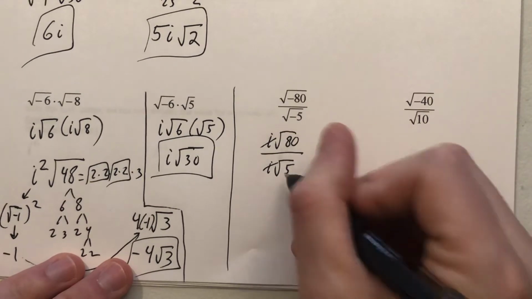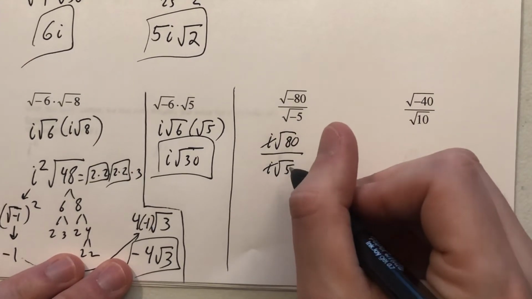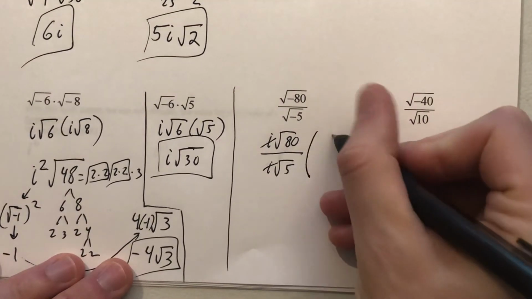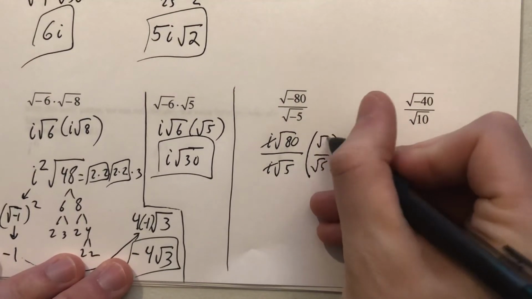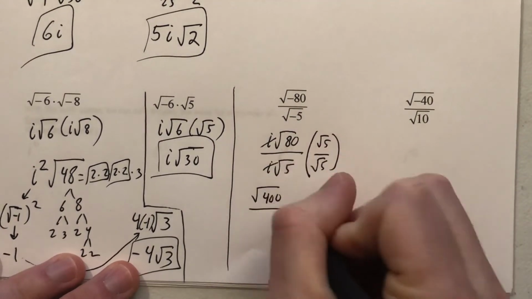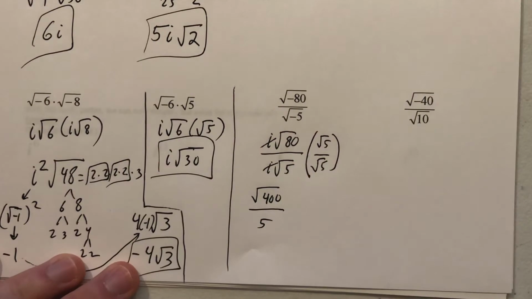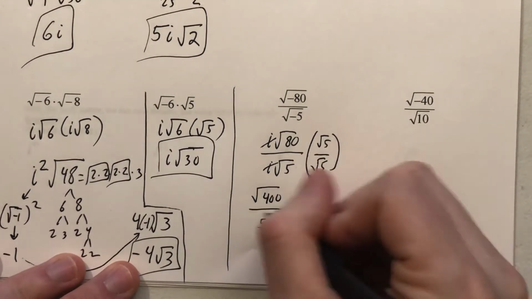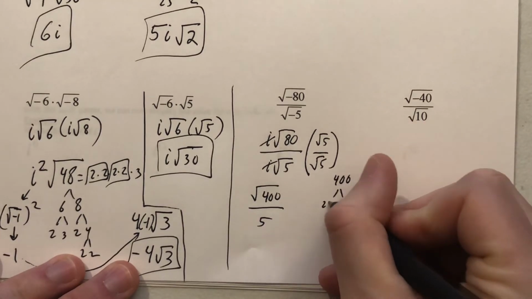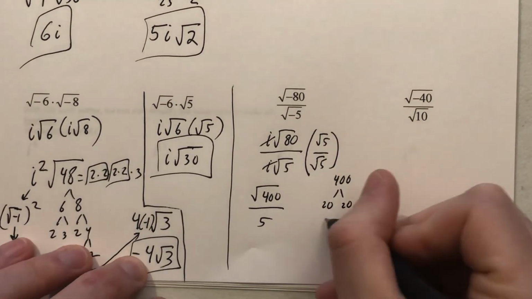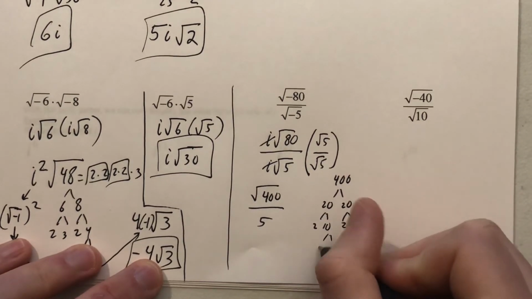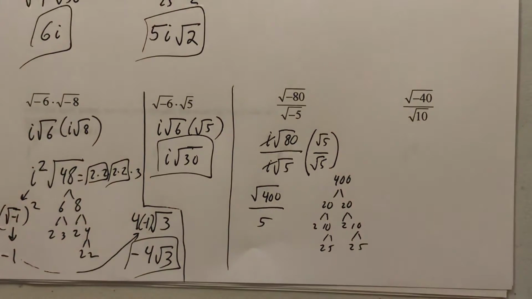with the root 5 in the denominator, let's rationalize the denominator, right? We do not like square roots in the denominator of our final answers. So let's take both top and bottom times square root of 5. So that's going to turn into square root of 400 over 5. And then let's take that 400 and break it down. 400 breaks down to 20 and 20. So 2 and 10 and 2 and 10 and 2 and 5 and 2 and 5.